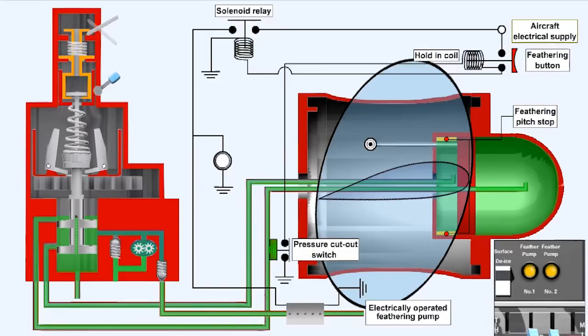Pressure oil can now be directed to one side of the pitch change mechanism to move the piston towards a finer pitch, and coarse pitch oil will be allowed to drain from the other side as it does so.